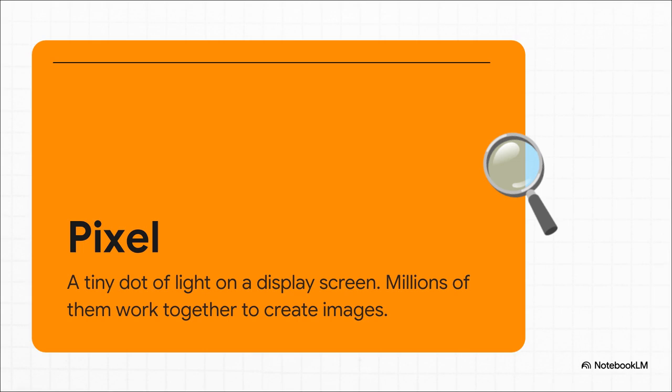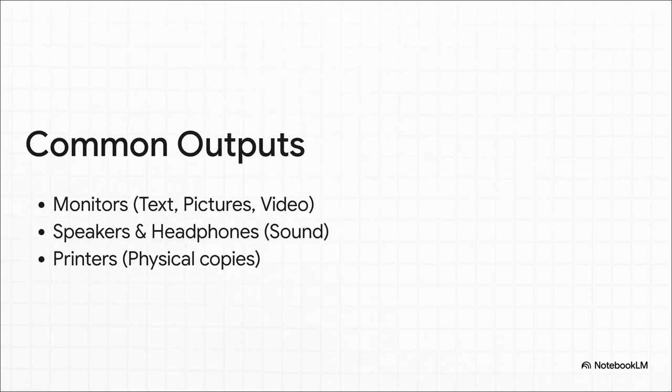Every single letter, every icon, every video you see on your screen is actually made up of millions of these tiny little red, green, and blue dots of light, all working together to form a picture. So your monitor is obviously the main output device, using all those pixels to show you what's going on. But output isn't just visual. It's the sound coming from your speakers, or even a physical page coming out of your printer. Really, it's any way the computer sends that processed information back out to you.